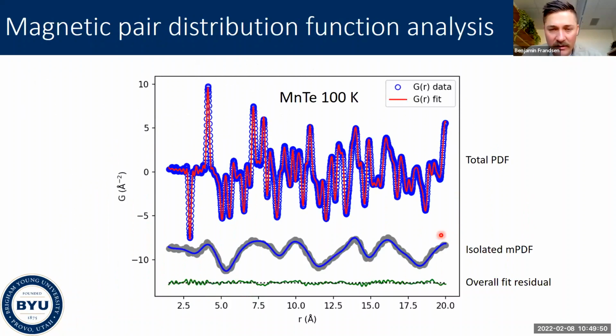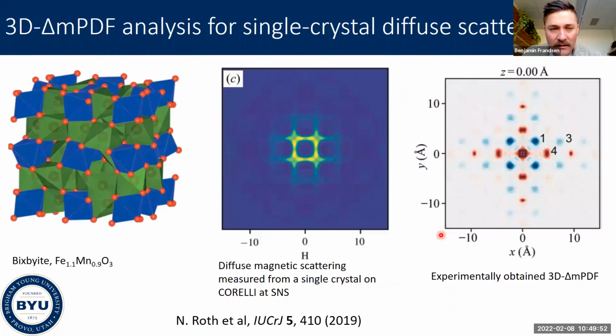I'll skip through this. And I'll just mention that you can also do PDF on single crystals of materials. Up until now, I've been talking about powder samples, but you can do a single crystal experiment and get a 3-dimensional PDF pattern. This is an example of a 3-dimensional magnetic PDF pattern. So this is the diffuse magnetic scattering.